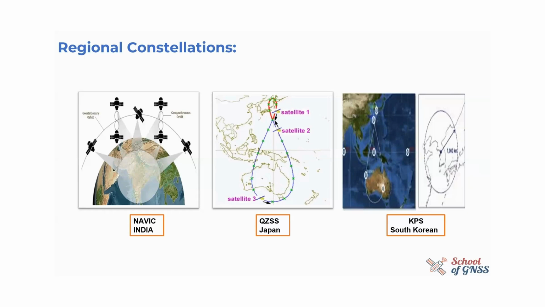The KPS, Korean Positioning System, is from South Korea. This is a new constellation system which is still about to launch. It is trying to cover South Korea, and its orbital planes are designed in such a way that it covers only South Korea and its surrounding region for regional purposes only. So there are three regional constellations so far, but other countries are still trying to do so.